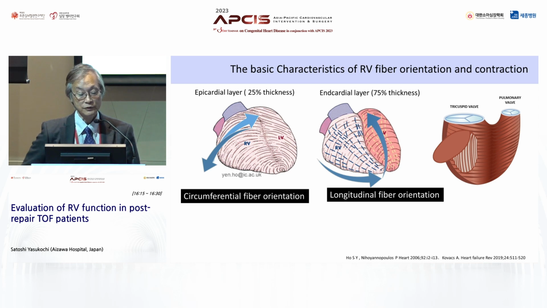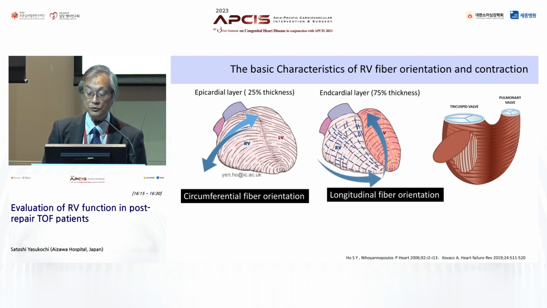Circumferential fiber orientation brings the transverse shortening, like bellows-like motions, and longitudinal fiber orientation has longitudinal shortening from the tricuspid valve through the apex, or from the pulmonary valve to the apex. And there are peristalsis-like motions starting from the RV inflow through the apex to the outflow. The time difference between starting contraction at inflow and outflow is about 50 milliseconds.